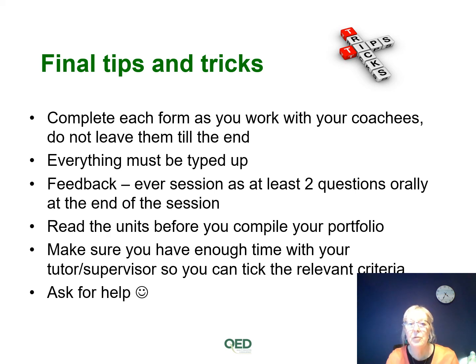Another tip is to read the units before you compile your portfolio. You'll find the actual units in the second section of your folder. Whether you have a digital folder or a paper folder, they'll be in section 2. It's really helpful to read through unit 301 or 302, whichever you're doing, and then 303 before you pull everything together. It'll give you a greater sense of what you're trying to prove that you have covered.